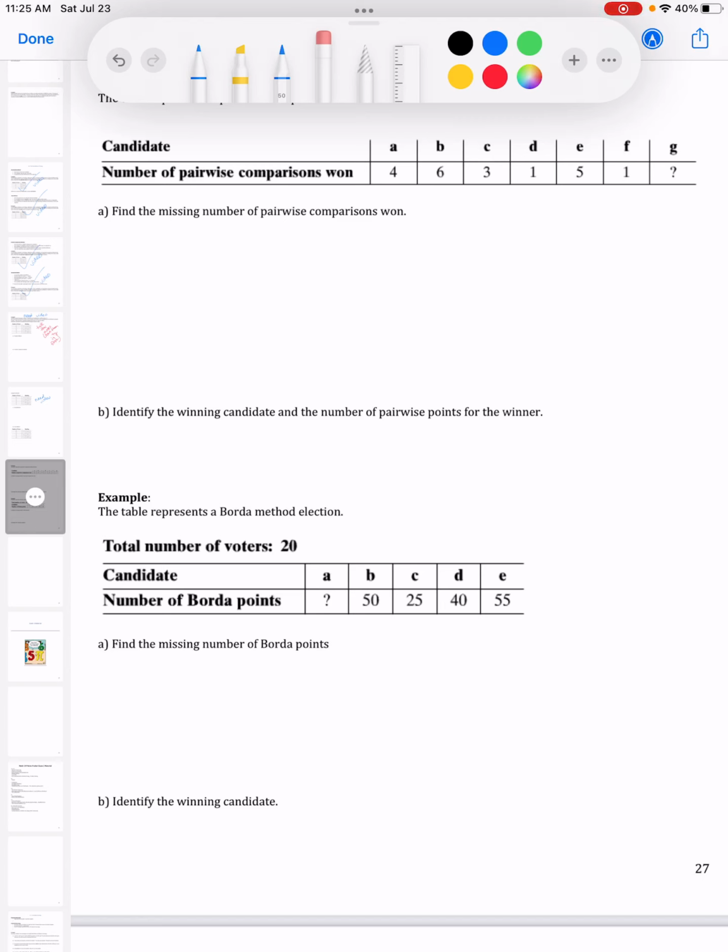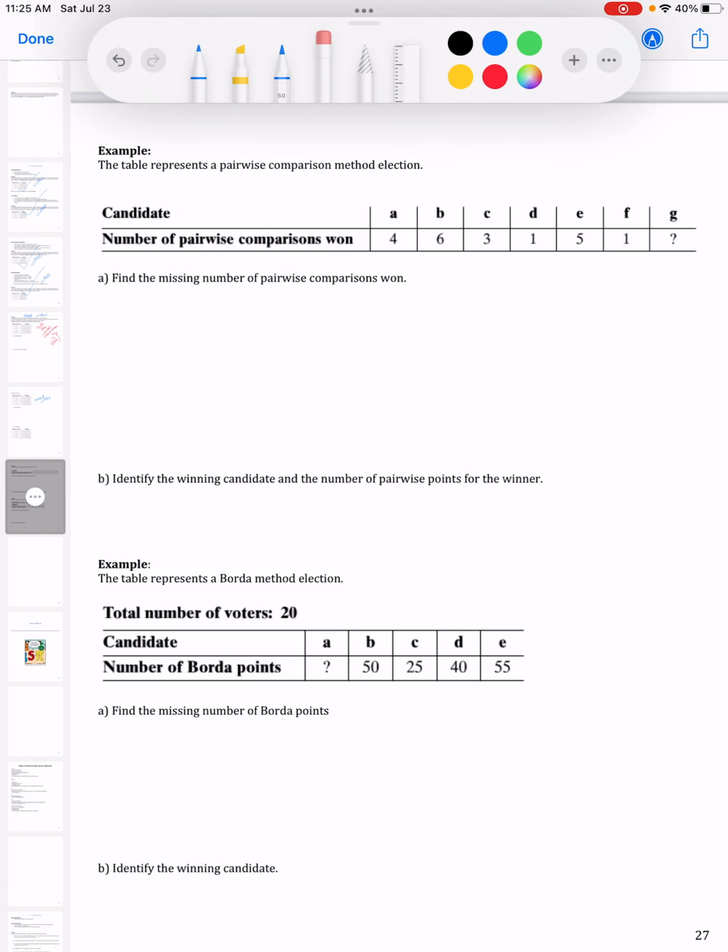So on these voting problems, to finish out this section, they work a little bit differently. We don't have that ranking that we've had before to decide how many pairwise points or Borda points someone has. Instead, we're going to be finding a missing one. This is really to make sure you understand how pairwise and Borda work. So, upping the ante, a little bit harder conceptual problem.